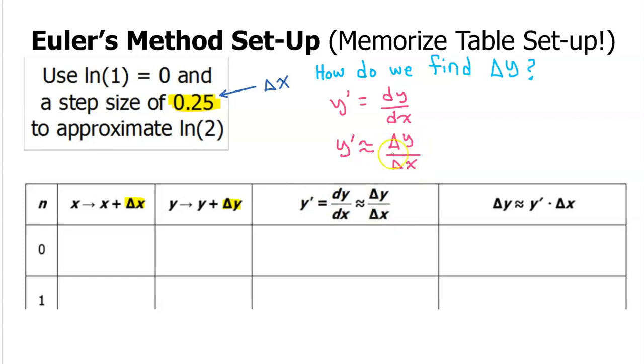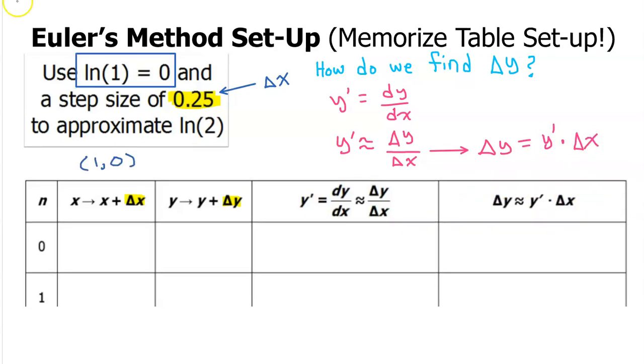This is the slope of a segment as opposed to the slope of a curve at a point. Remember, we are trying to find delta y, which is right here in the numerator. To get delta y by itself, we could multiply both sides by delta x. That would give us delta y is equal to y prime times delta x. So that's what's going on here.